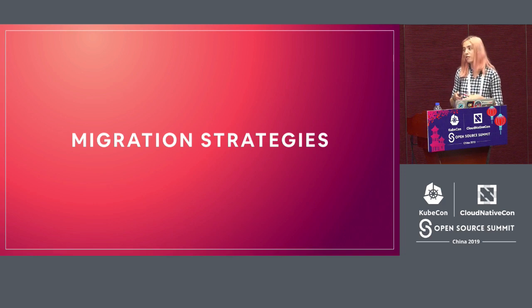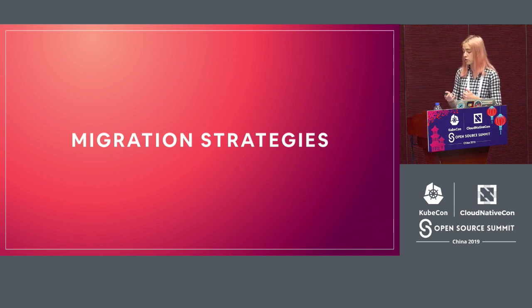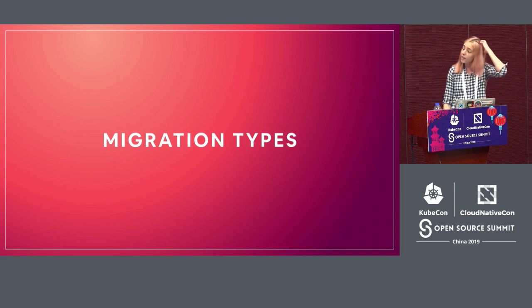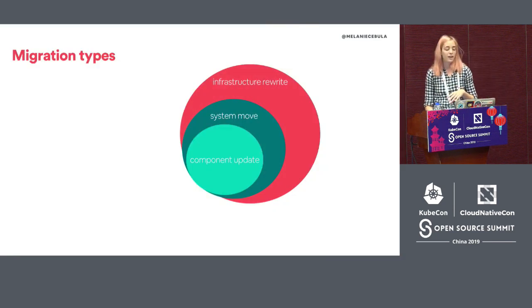Now that we know what migrations are and why they're important, I want to spend most of the time talking about how you do migrations well and what strategies you need to succeed at doing migrations. And also some examples of things that don't go that well. The first thing I think is helpful is to break migrations down into categories, or what I call migration types. And I have this nice graph.